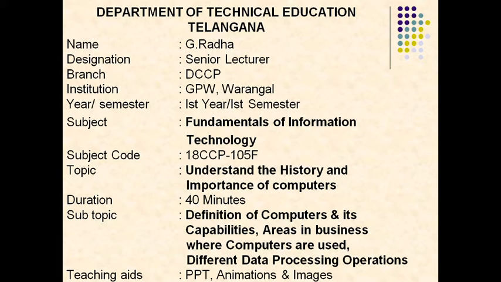This is a subject which is in first semester, and the subject code is 18 CCP 105F. This subject is taught to first semester students, and the topic today we are going to discuss is understand the history and importance of computers. The subtopics we are going to discuss in today's class are the definition of computers and its capabilities, areas in business where computers are used, and different data processing operations.